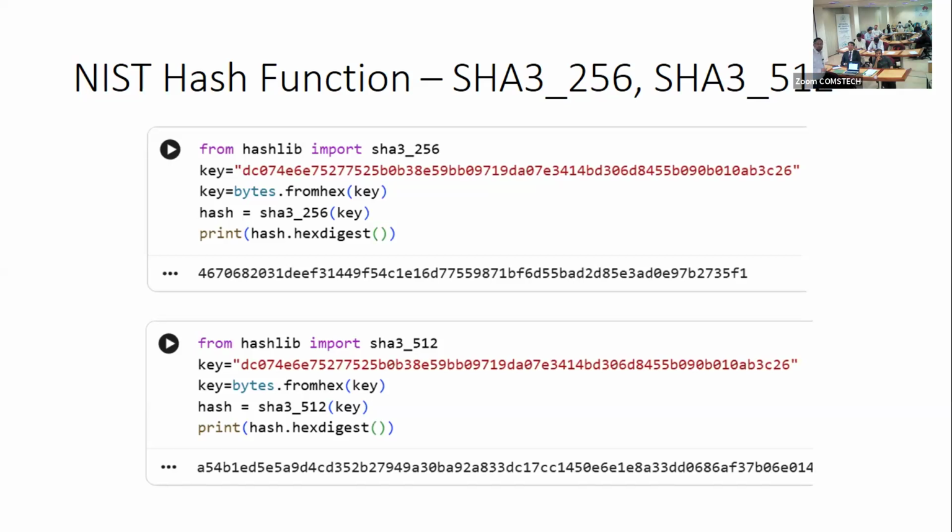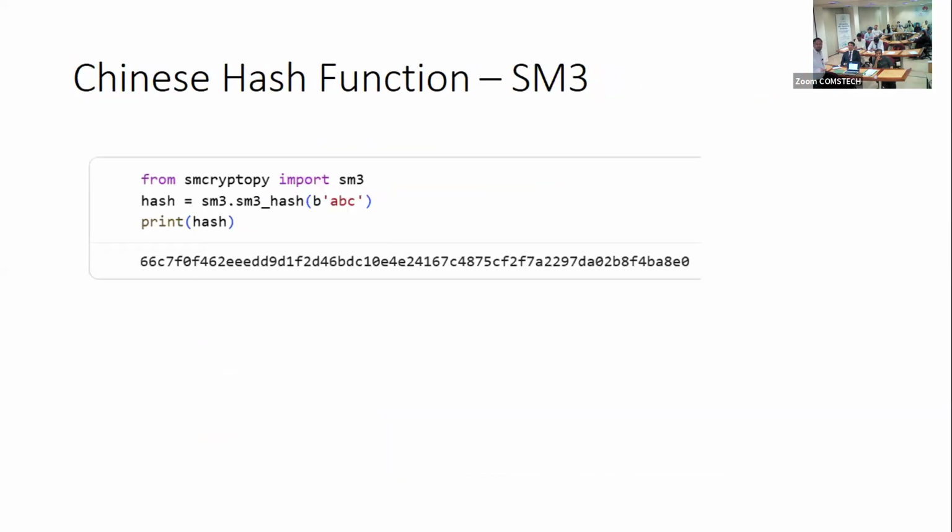Okay, so let me make it more clear. Same with there's a Chinese hash function also available, which is called SM3. This is a Chinese standard. In coming slides, I'm going to try to convince you not to trust USA.